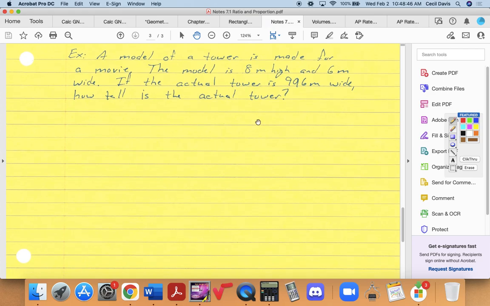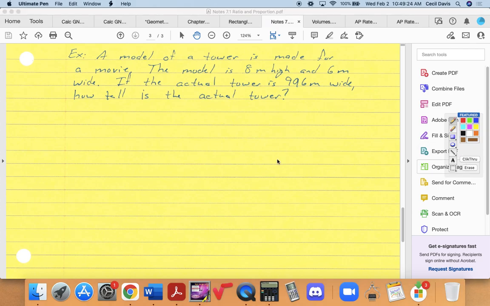Let's do a word problem. So a model of a tower is made for a movie. The model is 8 meters high and 6 meters wide. If the actual tower is supposed to be 996 meters wide, how tall is the actual tower? So to do these problems, there's lots of little tricks that you can learn. I don't do little tricks for the most part, but I will say there's a good way to do any of these problems, and it's to make a table.